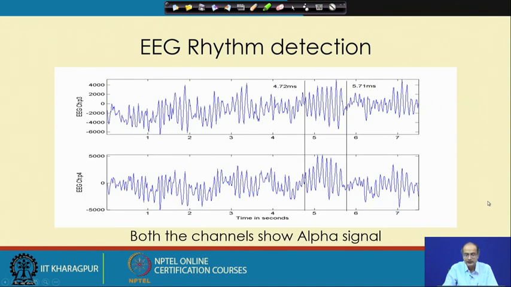Next, we have taken two signals, P4 and P3, the two channels, where we get a similar kind of signal between 4.72 and 5.71, about a 1 second gap, where we get the same kind of signal. So, we want to know whether it is repeated in both places, and that looks like an alpha wave.